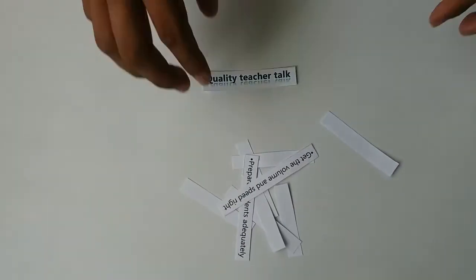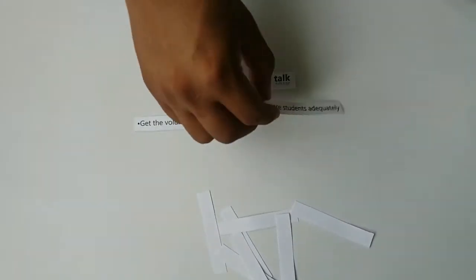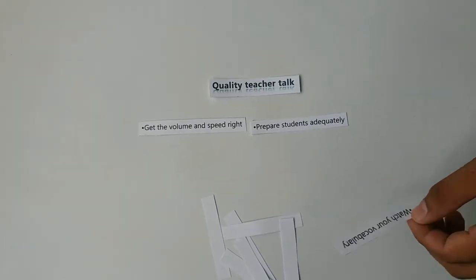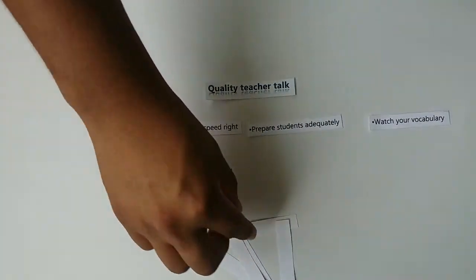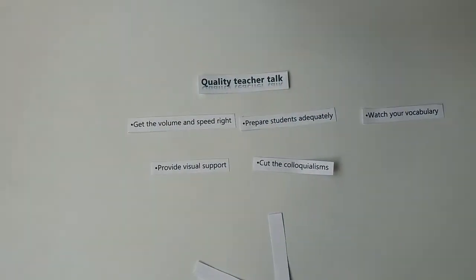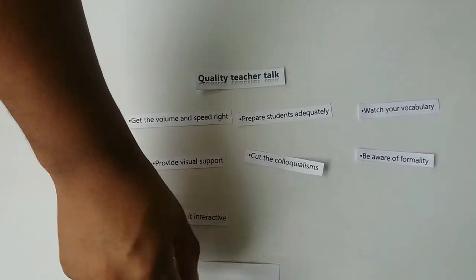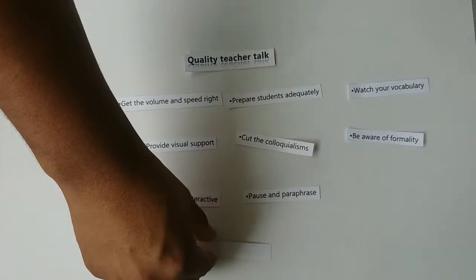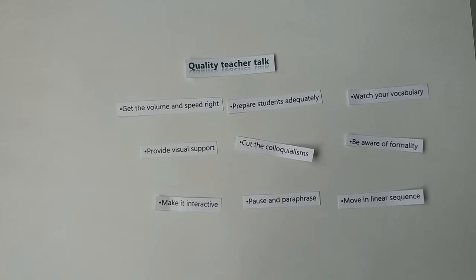Quality teacher talk. Let's analyze some of the qualities of this kind of talk. First, get the volume and the speed right. Prepare the students adequately. Watch your vocabulary. Provide visual support. Cut the colloquialism. Be aware of formality. Make it interactive. Pause and paraphrase, and move in linear sequences.